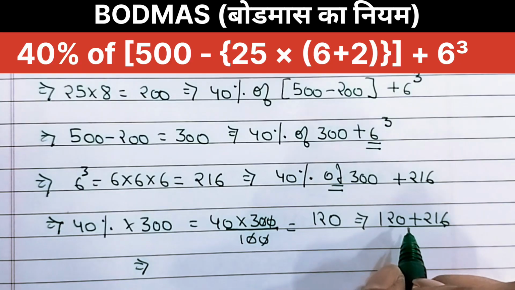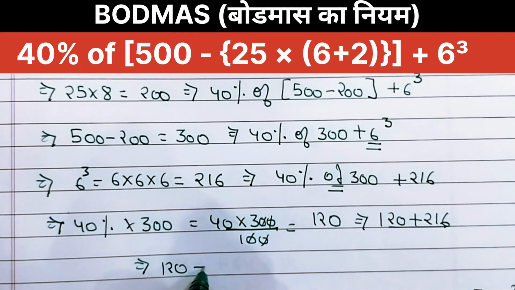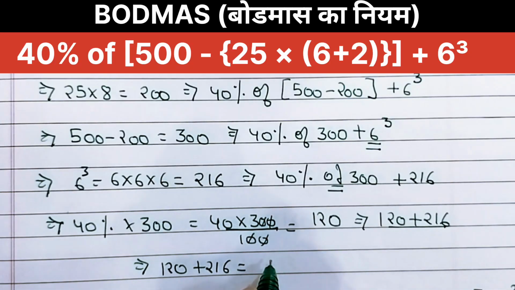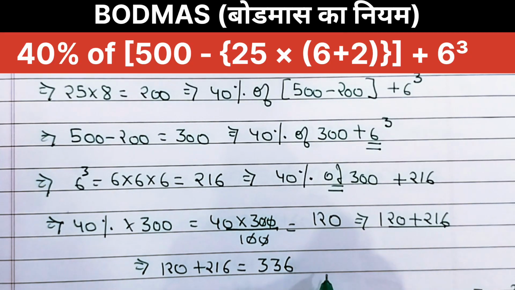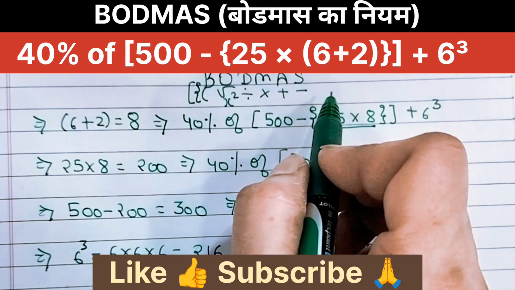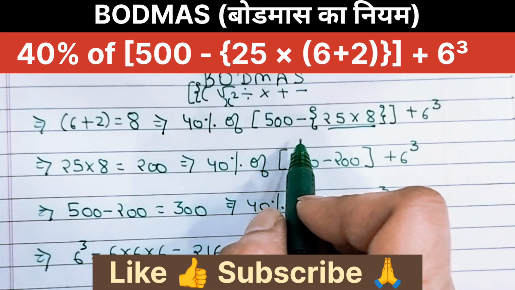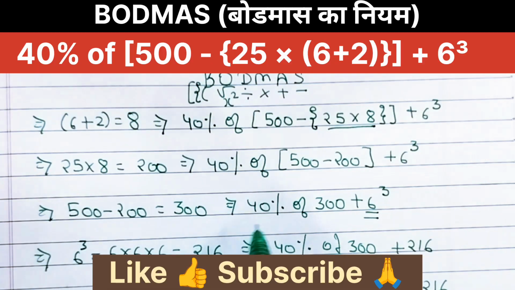Now the next step: finally we add the numbers together. So 120 plus 216 gives 336 as the final result. This final addition finishes the calculation. According to this expression, by using the BODMAS sequence, the final result of this expression is 336, and I hope it is clear. We'll meet in the next video.